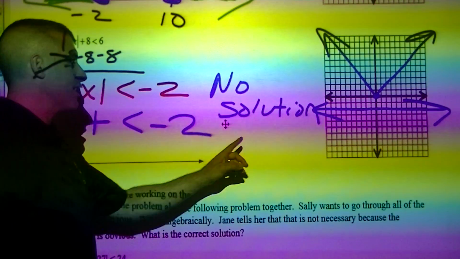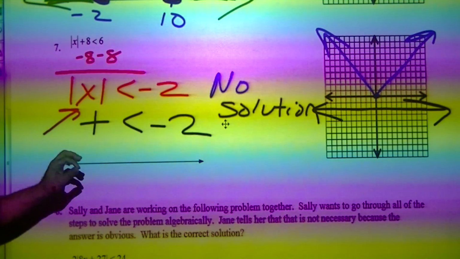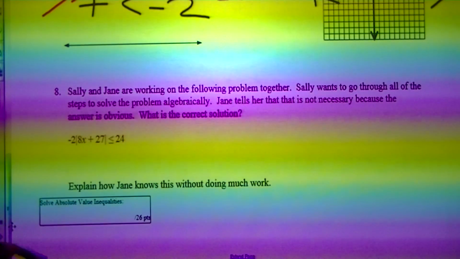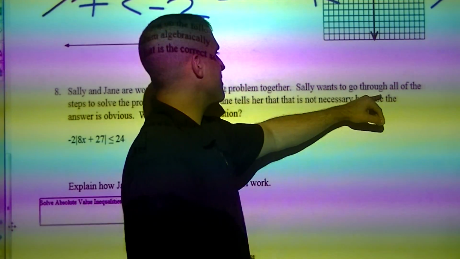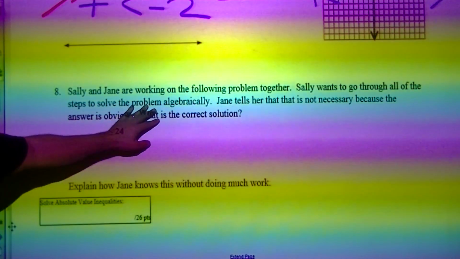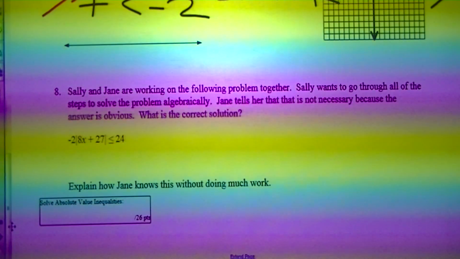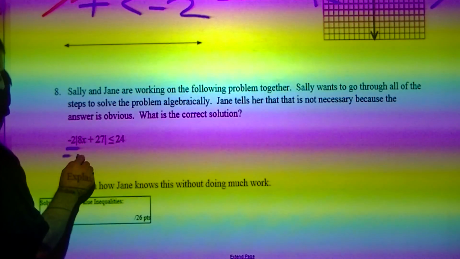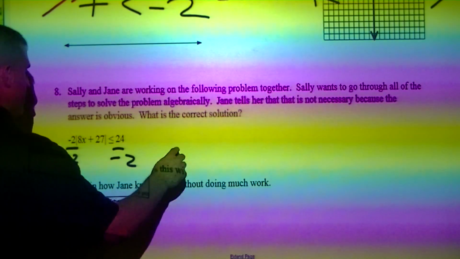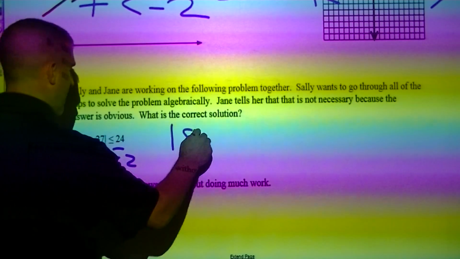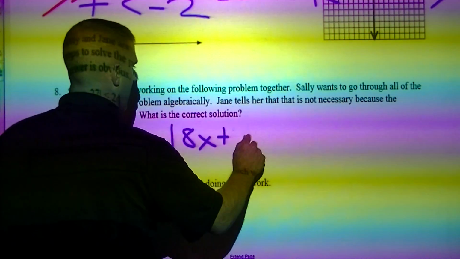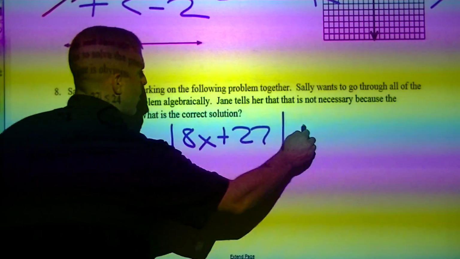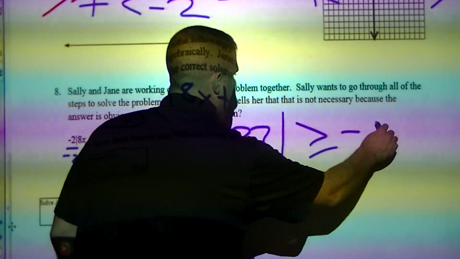All right, now there is a case where this will be not a no solution. Let's go down to this one. It says, Sally and Jane are working on the following problem together. Sally wants to go through all the steps, solve the problem algebraically. Jane tells her that's not necessary. If you look at this, what you do here is you divide both sides by -2. Now what you got there, okay, is 8x, all right, plus 27. And since you divided by a negative number, that inequality goes this way, which makes that -12.